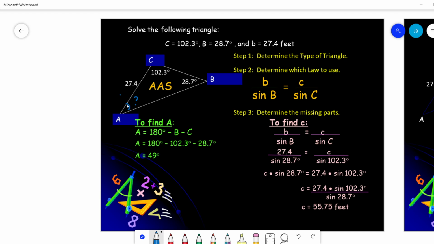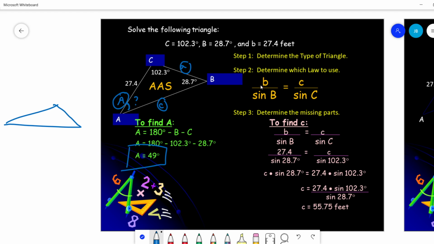To further find the missing parts, the missing parts here are: we don't have angle A, we don't have side C, and we don't have side A. So we are going to find angle A, side C, and side A. To find angle A, since an oblique triangle has a total of 180 degrees, you just subtract these two angles from 180 to find angle A. Therefore, that is 49 degrees.